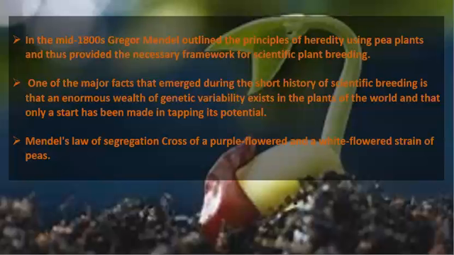Mendel's law of segregation: cross of pure purple flower and pure white flower strains of pea. Capital R stands for the gene for purple flower and small r for the gene for white flower. Mendel's law of segregation: cross of purple flower and white flower strains of pea.